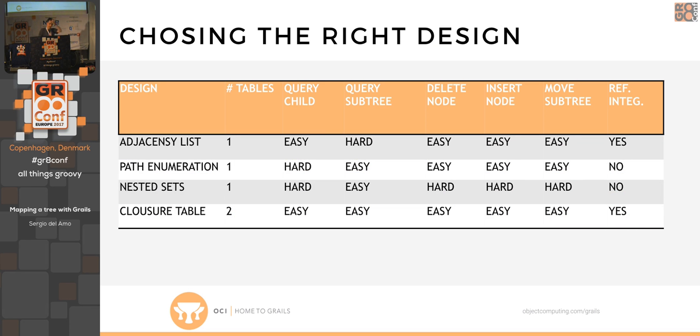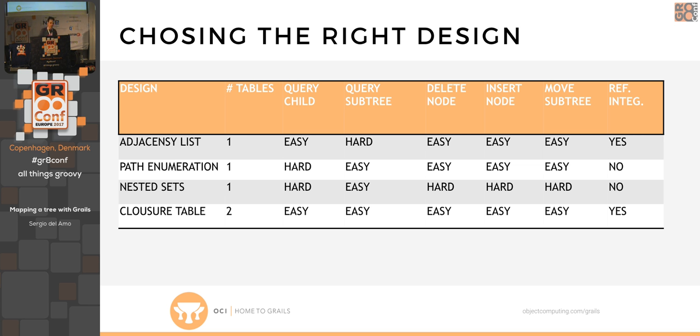So we saw four. Just a fast recap. The first three only need one table. The closure table needs two tables. Important bits: referential integrity is enforced by the adjacency list and by closure tables. Personally, I find the nested sets a bit convoluted. With the adjacency list, if for example you are doing something where you are pretty sure you are going to have a lot of insertions, it's an alternative. You just need to know the limitations.